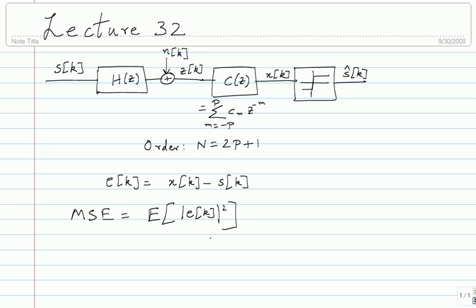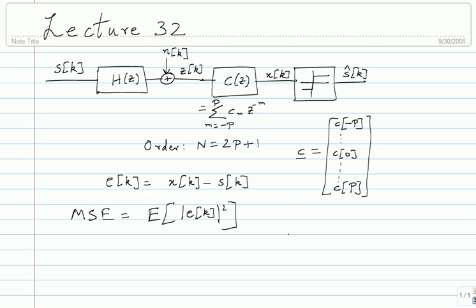So I introduced a vector C, which goes from c minus P to c P. You can do it in various ways, but c minus P to P is consistent. So this is my vector c. Remember, c is once again complex. This basically represents all the filter coefficients. Once I give you a vector c, you can implement the filter C(z).